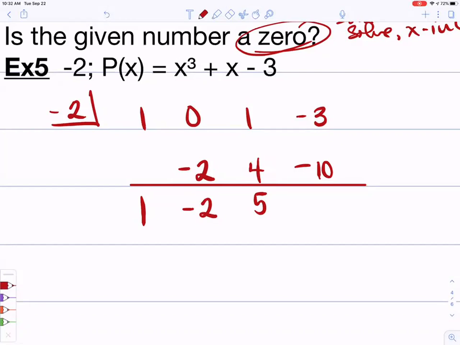Which is? Yeah. Negative 13. Put your bar in. Okay. So is the given number, negative 2, is it a 0? Is it a solution? Is it an x-intercept? No. Why not?